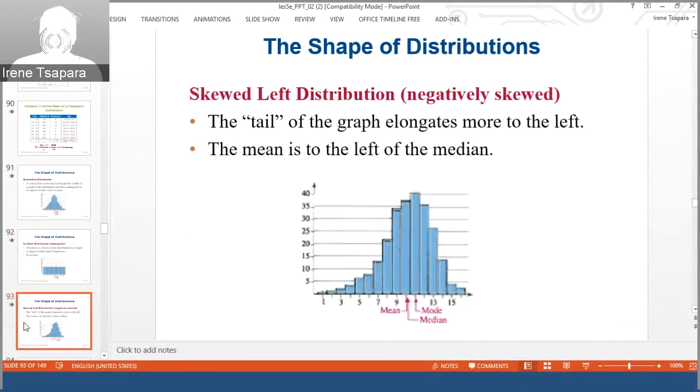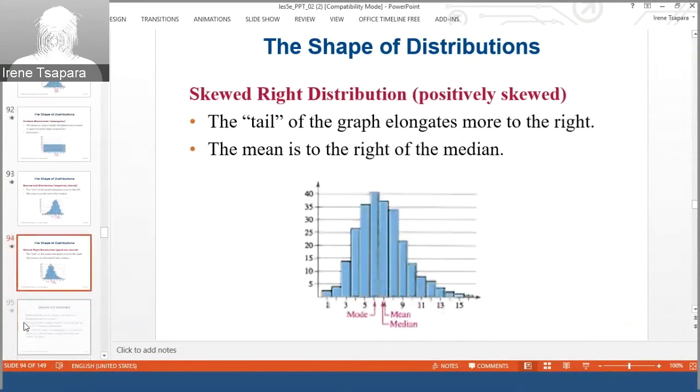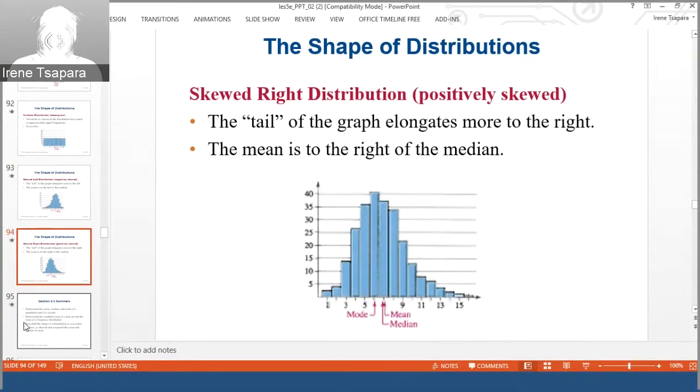Skewed distribution, this is skewed left. When we say that the distribution is skewed, left or right, it means where the tail is. So if the tail is left, we have a skewed left distribution. If the tail is right, then we have a skewed right distribution.